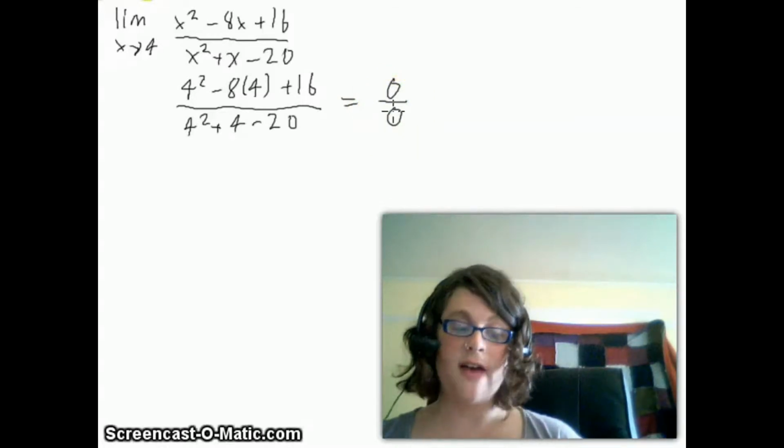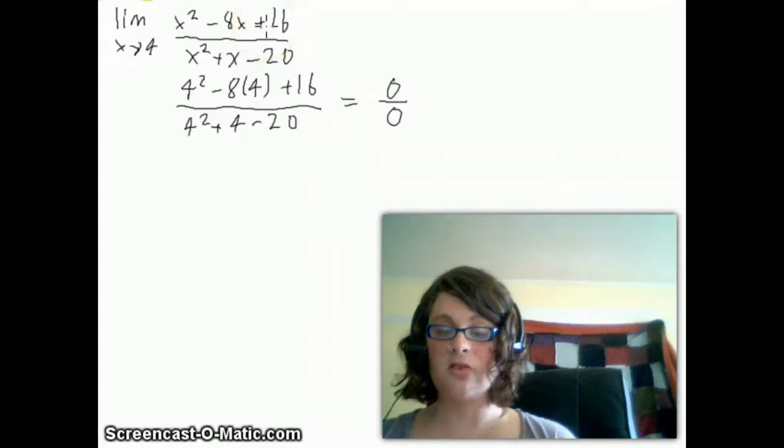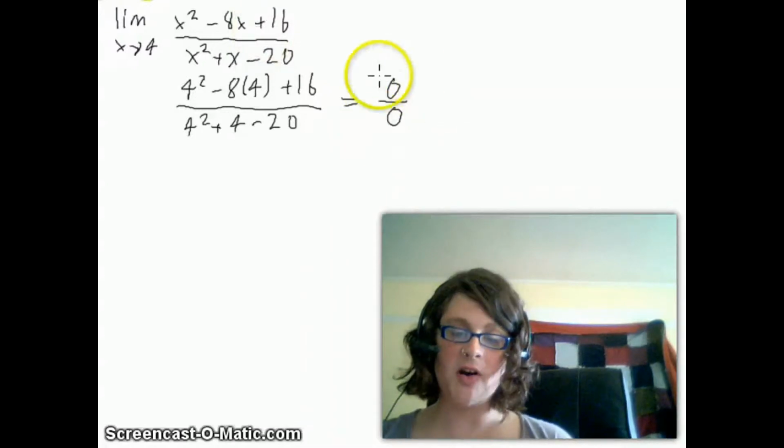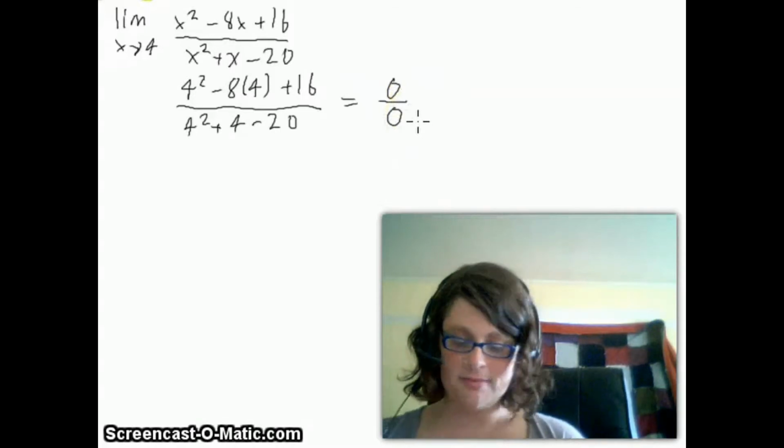In this situation, this is a factorization problem, and the idea is you're going to solve the limit by factorizing the top and the bottom. And the reason we know it's a factorization problem has to do with the fact that we've got this 0 over 0 here. If we didn't have a 0 over 0, we wouldn't factor it.